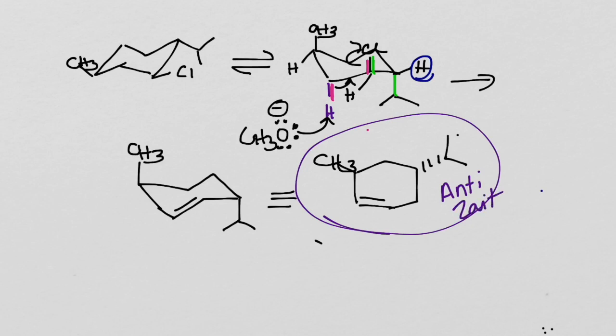It is not the most stable product, but it is the only product that can be formed here, even though it is not the most stable, because this was the only proton that could be removed when the chlorine was in an antiperiplanar orientation to be able to do the E2.